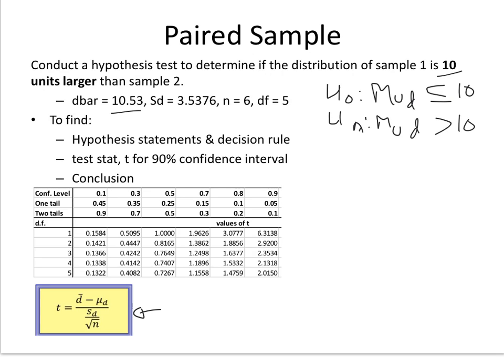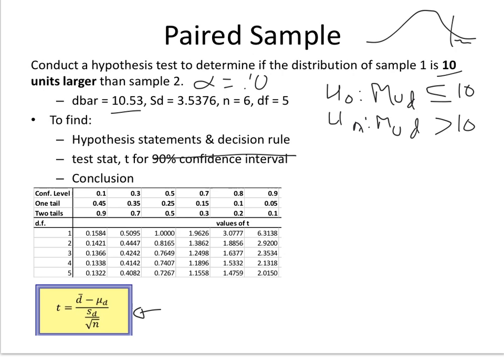Okay, and so if we were to draw this, we would have a rejection region in the upper tail. Well, actually this says 90% confidence interval, but alpha is 0.10, right? So that's what this should say here. Alpha is 0.10.